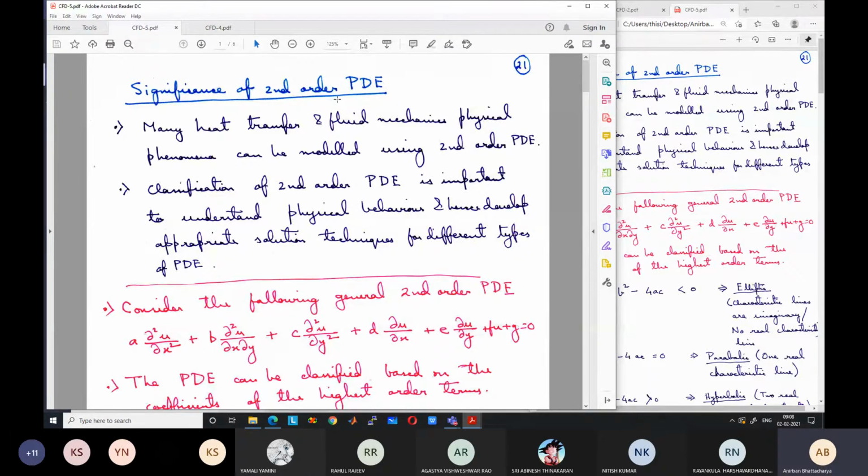So depending on different types of behavior, we need different types of solution algorithms to be developed in CFD. A single solution algorithm will not fit all types of PDEs. As a result, we need to differentiate between different types of PDEs so that we can develop appropriate solution algorithms for them. So we want to classify the PDEs based on their physical behavior. And why is it important? It is important because for different physical behavior, we need different solution algorithms.